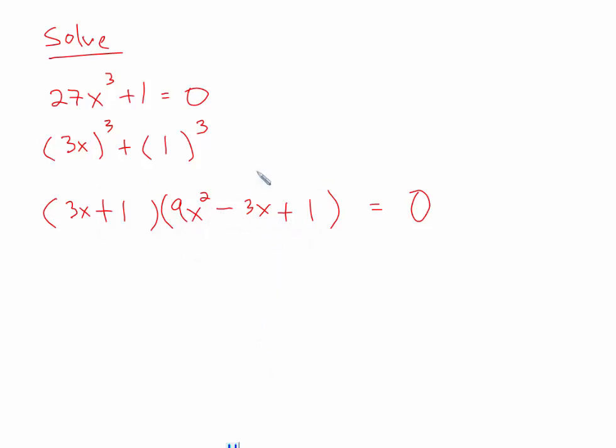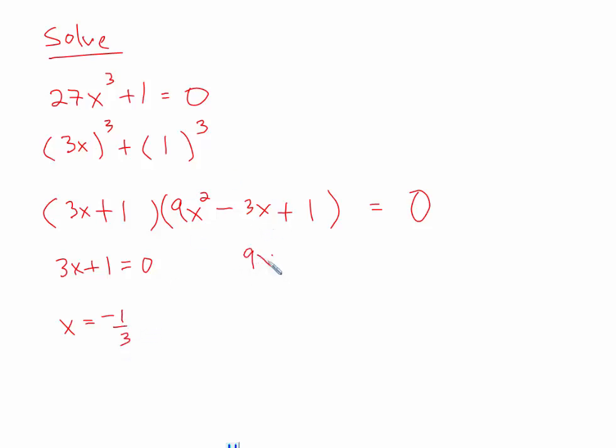So when will this equal 0? Well, if this is 0, or 0 times anything gets you 0. So if this is 0, it doesn't matter what this is, the whole thing will be 0. Or if this equals 0, it doesn't matter what this is, 0 times whatever this is makes the whole thing 0. So when will 3x plus 1 equal 0? Well, when x is equal to negative 1/3.